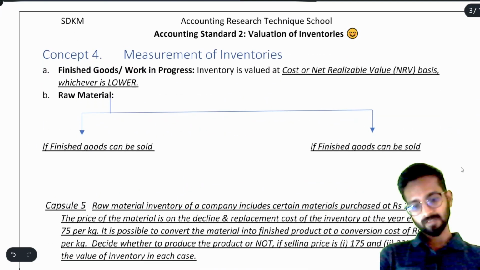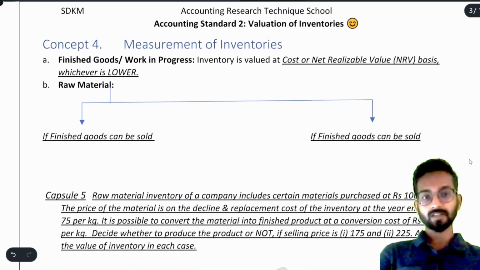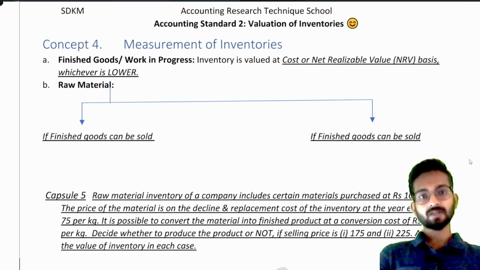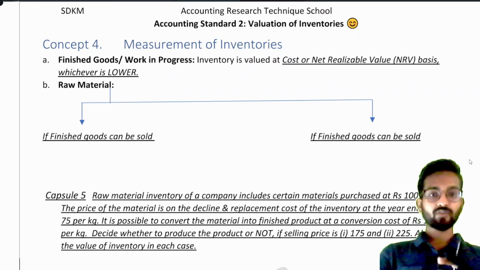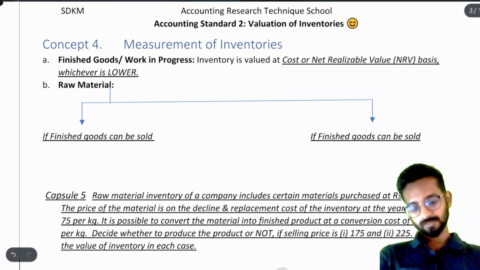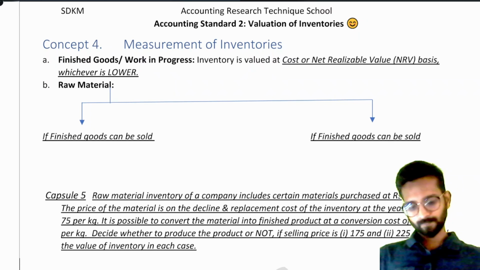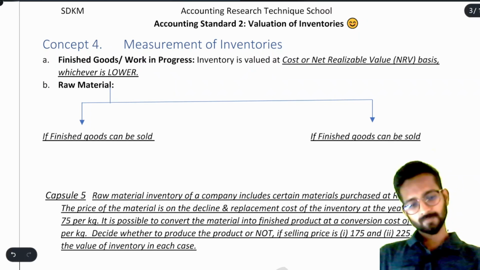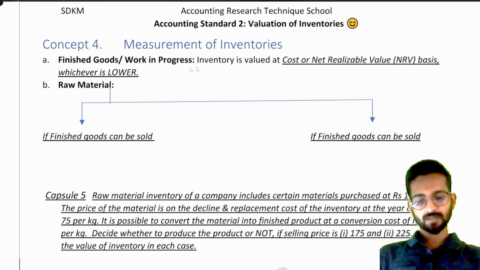Now the next thing we have here is measurement of inventory. We already know we had three things: raw material, work in progress and finished goods. Now I have to value that. So first we will learn about finished goods and work in progress. Very easy. First is finished goods or work in progress. How do we value that?